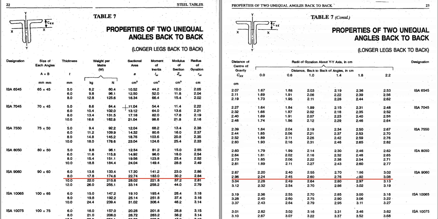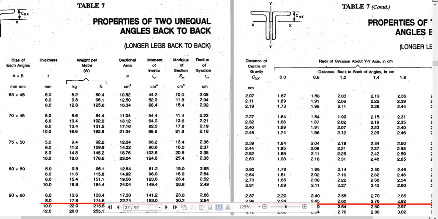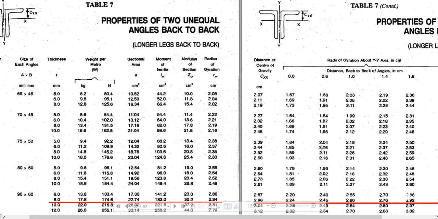so I need AG. If you look closely, it will be the sectional area, that means this is the AG. So it is 22.74 centimeter square. The other values, that means moment of inertia, modulus of section, radius of gyration, center of gravity, everything is given. So whenever you require these values, you have to take this reference. Okay, that means this steel table.